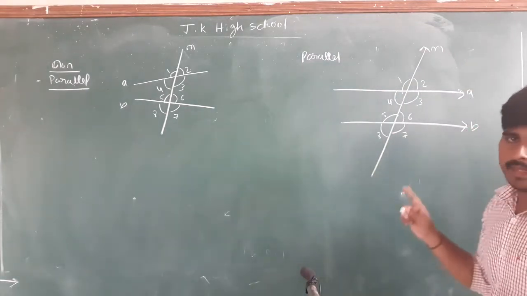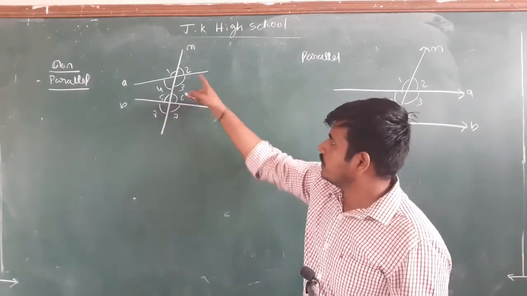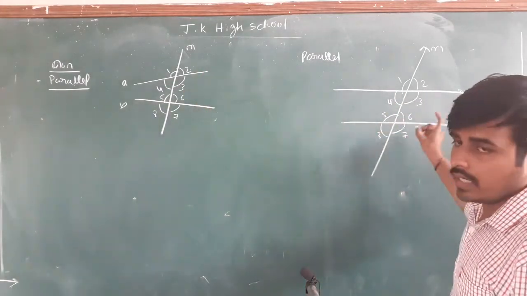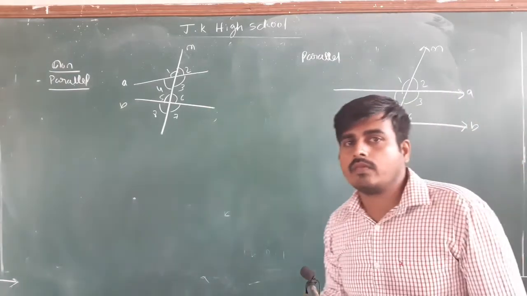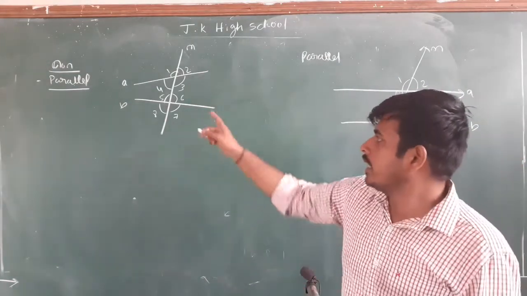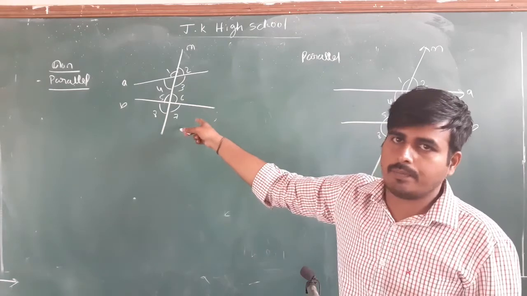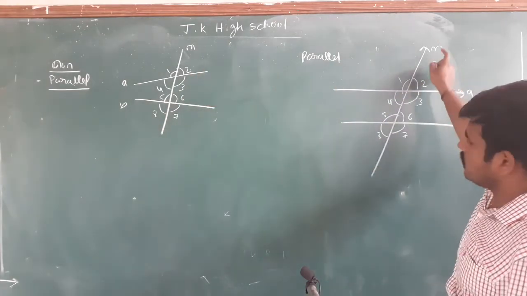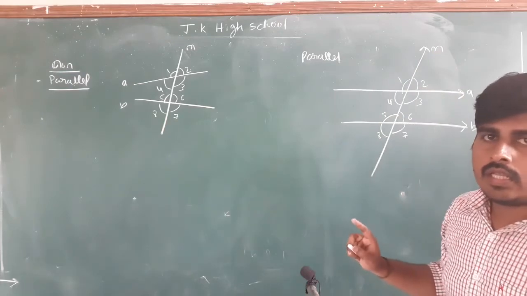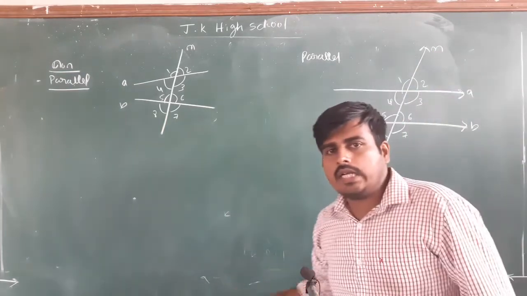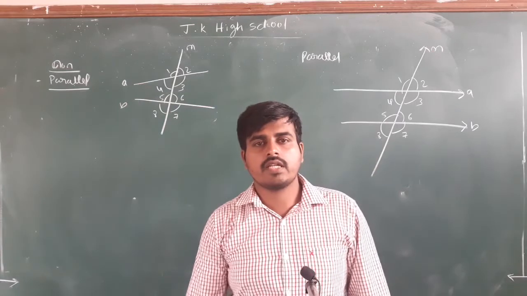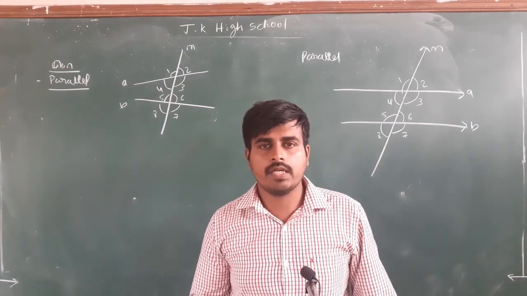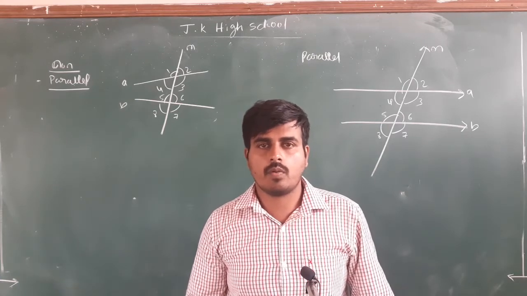Here two conditions are there. These two lines are a non-parallel pair of lines. Here A and B are a parallel pair of lines. This pair of lines is parallel, and this pair of lines is non-parallel. M is a transversal line here also, and similarly M is also a transversal line here. Now in both cases alternate angles are formed, corresponding angles are formed, interior angles are there, exterior angles are there, but their properties change. They have different properties.